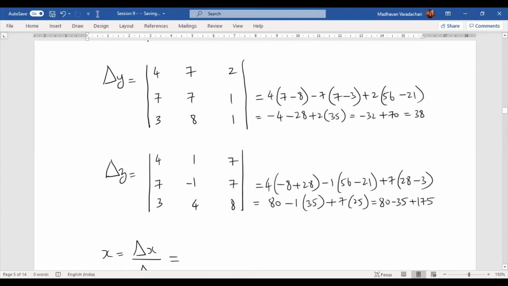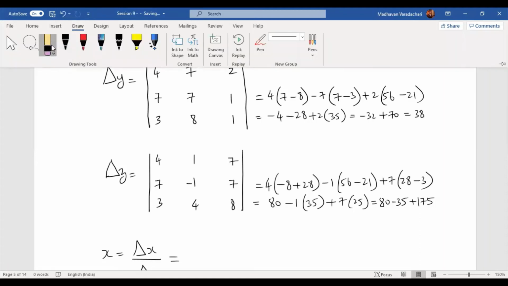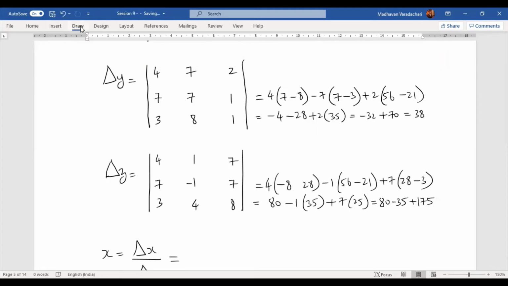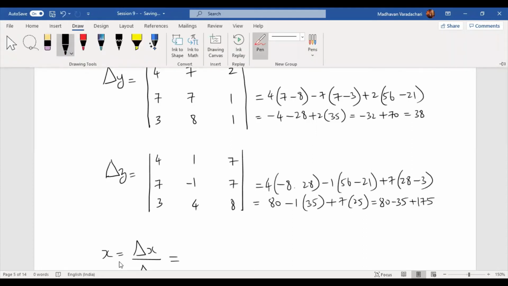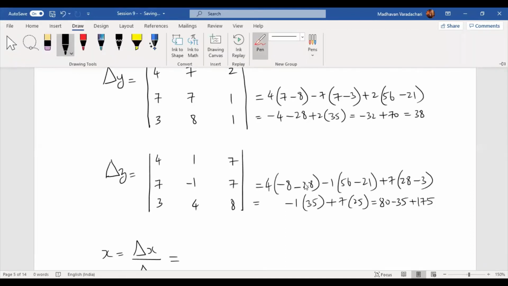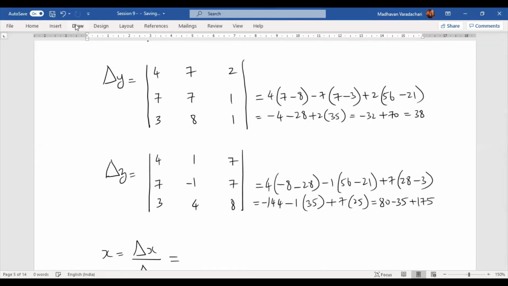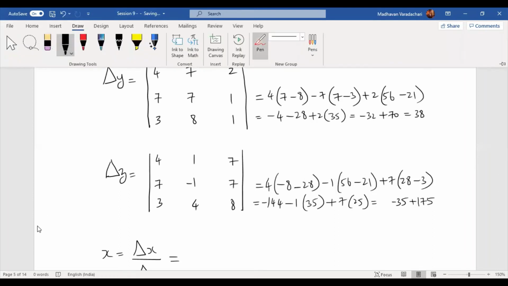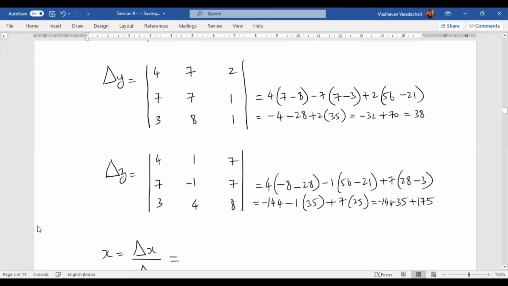Minus 8, this is minus 28, I'm sorry. This is minus 28. So this will also change. So this is minus 36. Minus 36 into 4 is minus 144. So here also it will change. Minus 144. So this, 175 minus 35 is 140. This also got changed, no?